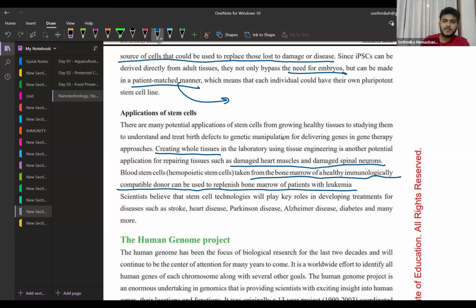Scientists believe that stem cell technologies will play key roles in developing treatments for diseases such as stroke, heart diseases, Parkinson's disease, Alzheimer's disease, diabetes, and many more. Take heart diseases: sometimes it is due to the death of cardiac muscles, and using these stem cells we can replace the cardiac muscles that died off. Right? Parkinson's disease and Alzheimer's disease are due to neural pathways that affect dopamine or something, right?